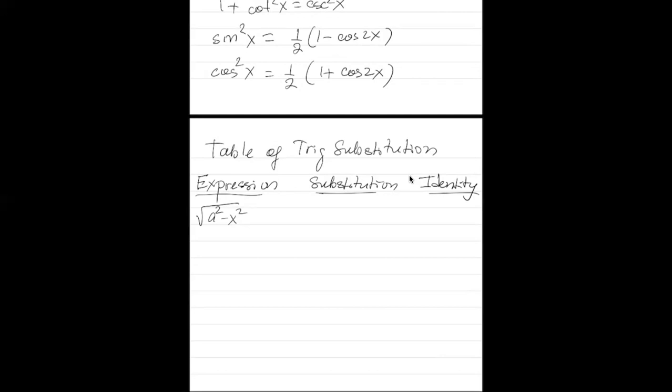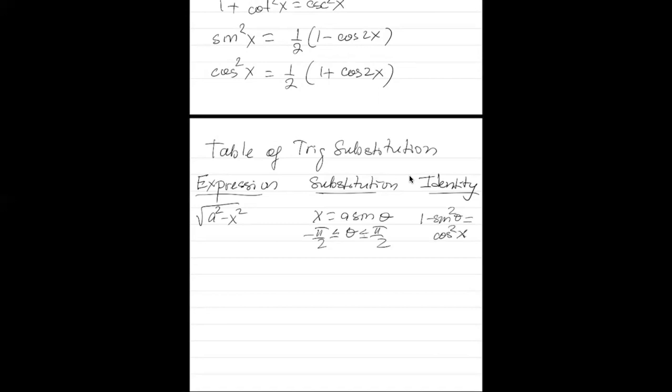The substitution we use here is x equals a sine theta. In order to do that, we have a restriction for theta between negative pi over 2 and pi over 2. That has to do with the inverse being defined. The identity we use here: 1 minus sine squared is cosine squared.